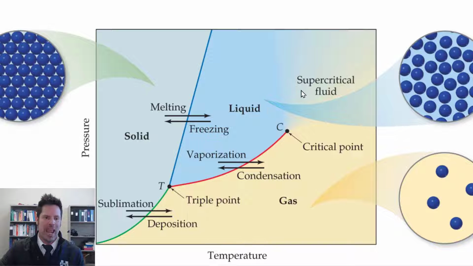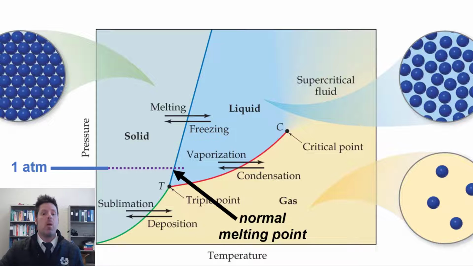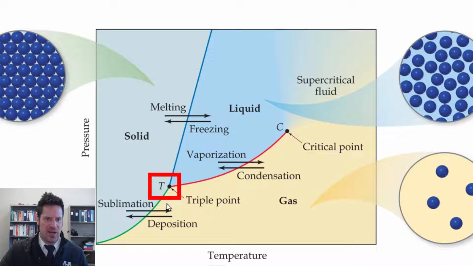The melting point at 1 atmosphere pressure, that is where the 1 atmosphere line intersects that melting curve, is called the normal melting point. Now, point T of this diagram right here, where the 3 curves intersect, is called the triple point, where all 3 phases are in equilibrium: solid, liquid, and gas. Any other point on any of these 3 curves represents an equilibrium between just 2 phases. That magical triple point is very special indeed.